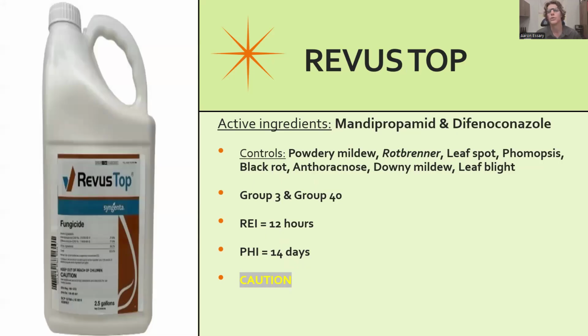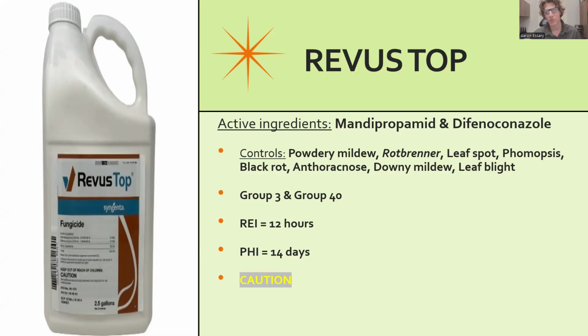Okay. Revus Top. I think that's how you pronounce it. Revus Top. I've never used this one either, but I've heard of people that do. This one has two active ingredients and is a group 3 and group 40. I won't dare try to pronounce those chemicals. I don't know, mandipropamid and difenoconazole. I think that's right.